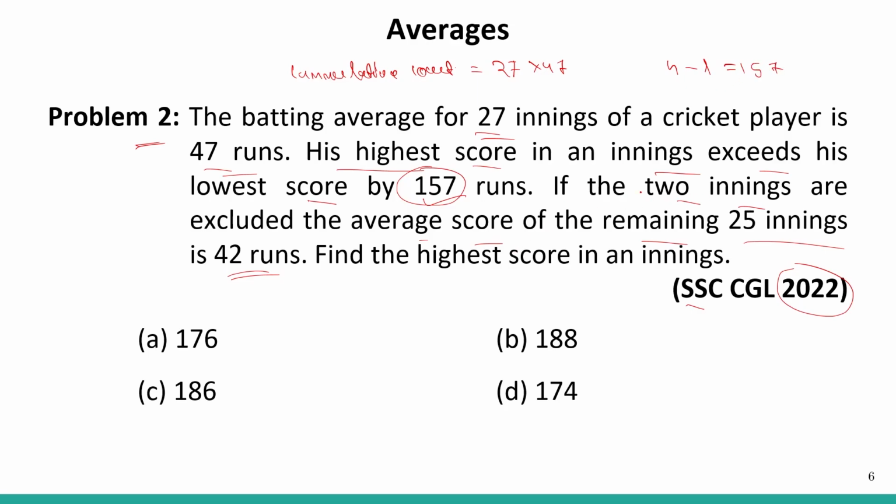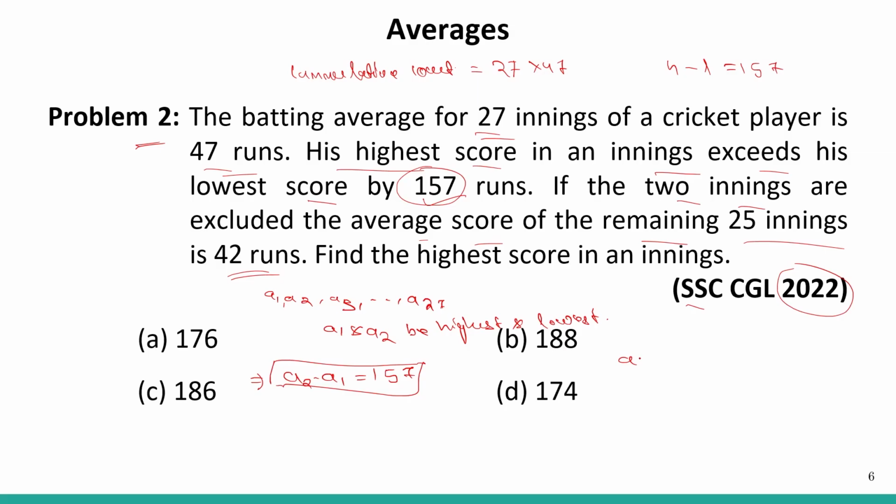So if the 2 innings are excluded, the average score of the remaining 25 innings is 42 runs. Then find the highest score in an innings. Let the runs in those innings be A1, A2, A3, dot dot dot A27, because there were 27 innings. And let A1 and A2 be the highest and lowest respectively. So given that A2 minus A1 is equal to 157 runs. This is what is given to us.